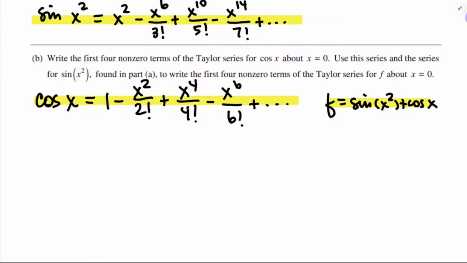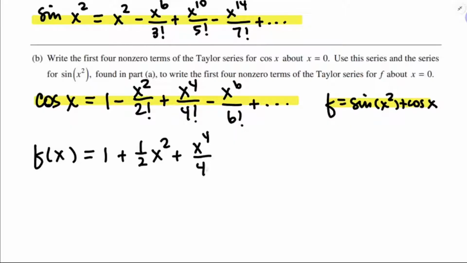Oh, that's nice. I think two of the terms will have to combine. Okay, so f of x is going to equal, add them together. The constant would be 1, no x term in there. x squared minus half of an x squared would be positive 1/2 x squared. The next term would be the fourth power term, x to the 4 over 4 factorial.